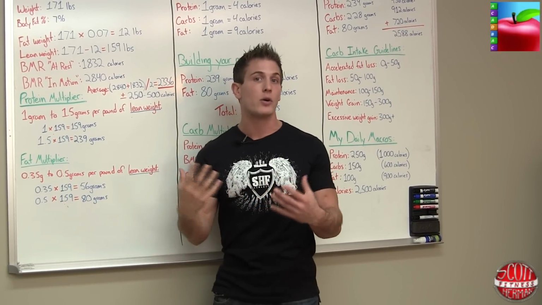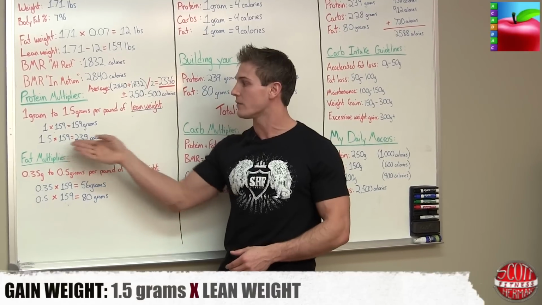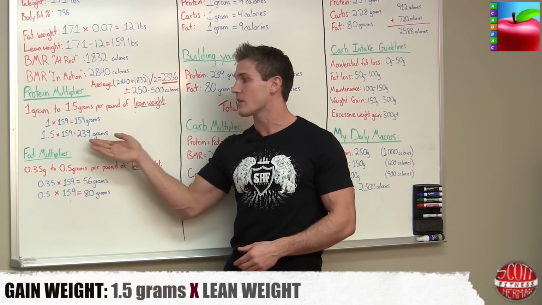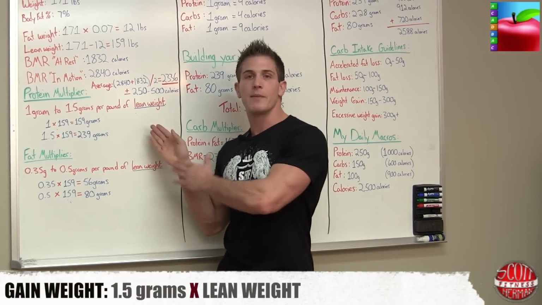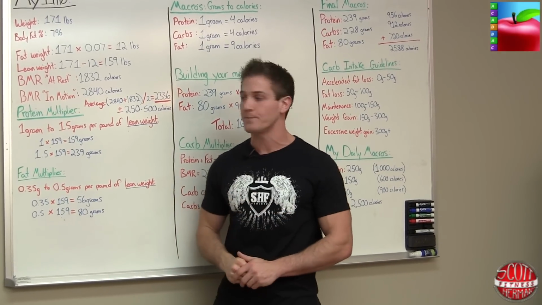Now for me, my goal is to gain muscle. So I'm going to go to that 1.5 grams per pound of lean weight, and it comes out to 239 grams. That's how many grams of protein I need to be eating a day in order to reach my goal.